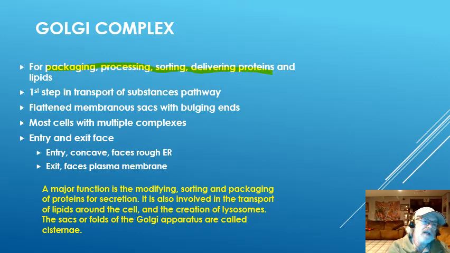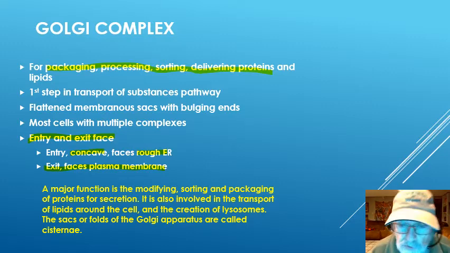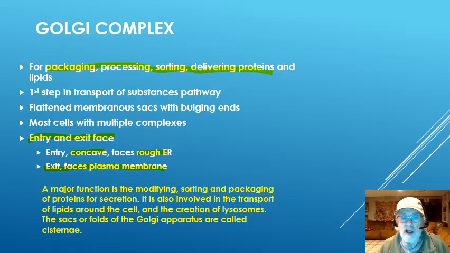They have what's called an entry and an exit phase. Okay, guess what those mean? Well, the proteins and the materials go in at the entry phase, and they come out packaged and processed at the exit phase. The entry phase is sort of concave. It faces the rough endoplasmic reticulum. Why? Because that's where it's getting all these proteins. The exit phase usually faces the plasma membrane. Why? Because some of the protein and the materials that are packaged and sent out through the Golgi complex are going to be leaving the cell.